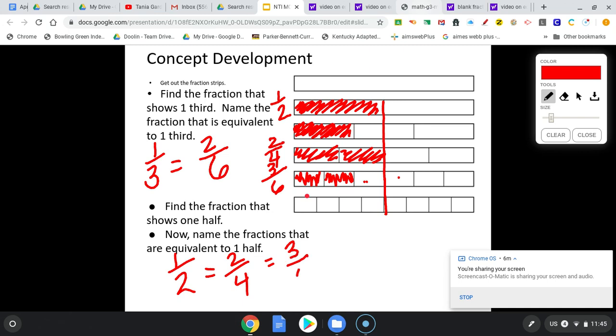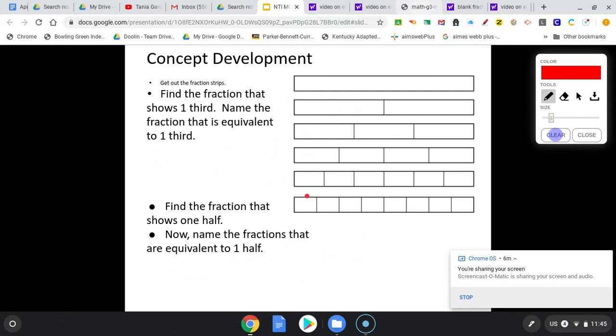equivalent. And let's shade in here. 1, 2, 3, 4. So 4/8 is also equivalent. So all of these fractions are equivalent to 1/2. Good job, boys and girls.